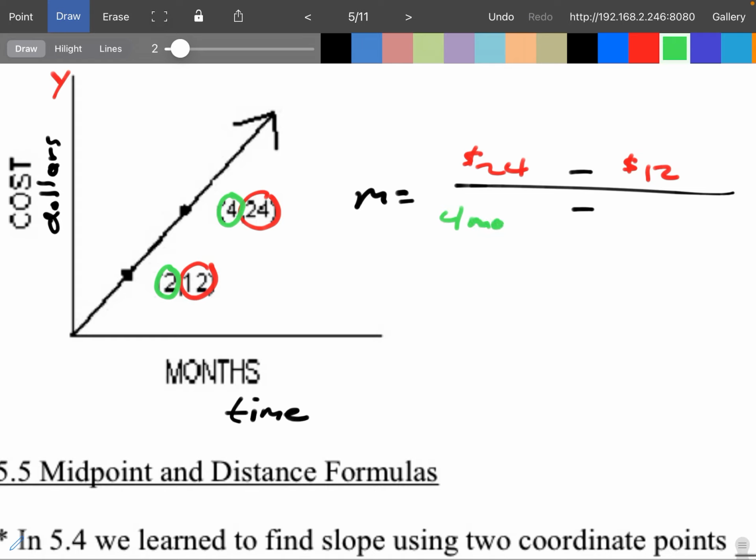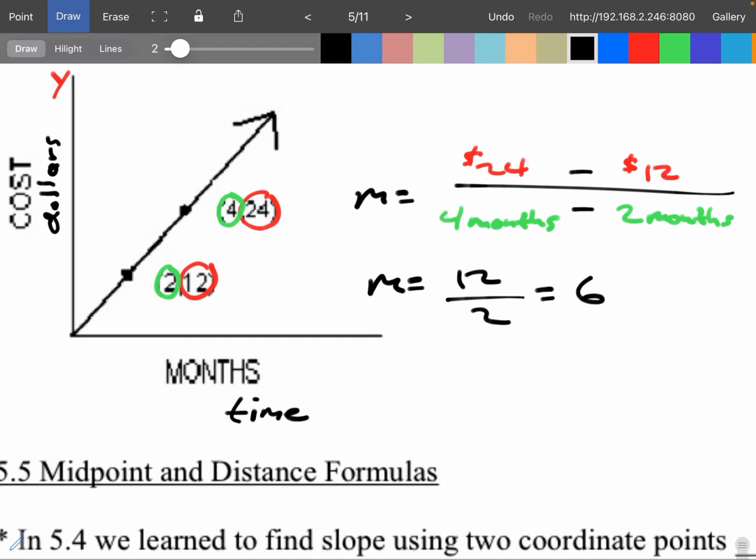And then what are my x values? Those are 2 and 4. And they represent time in what? Time in what unit? Months. So you're going to go 4 months minus 2 months.